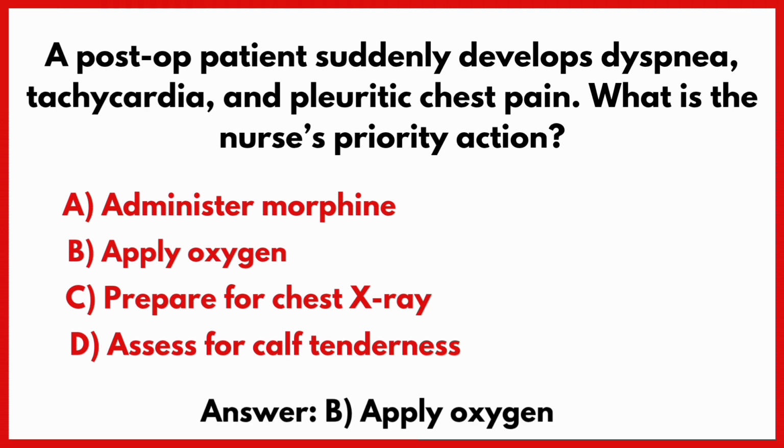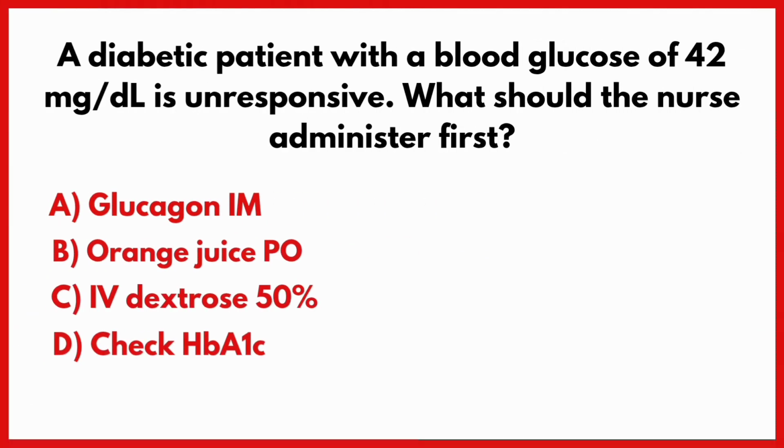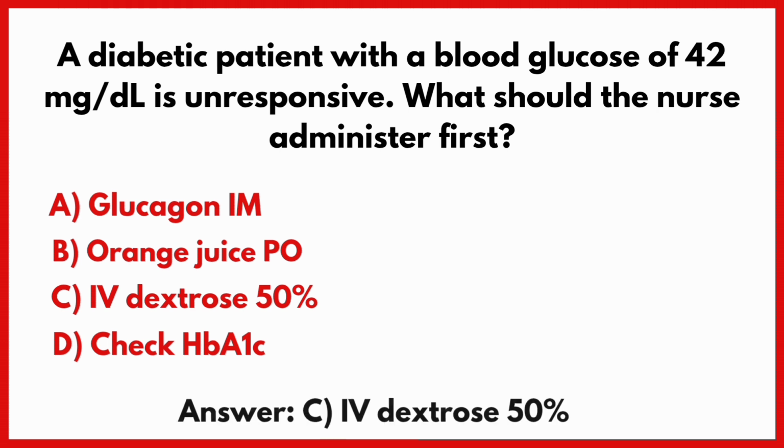Apply oxygen. A diabetic patient with a blood glucose of 42 is unresponsive. What should the nurse administer first? Correct answer is option C.